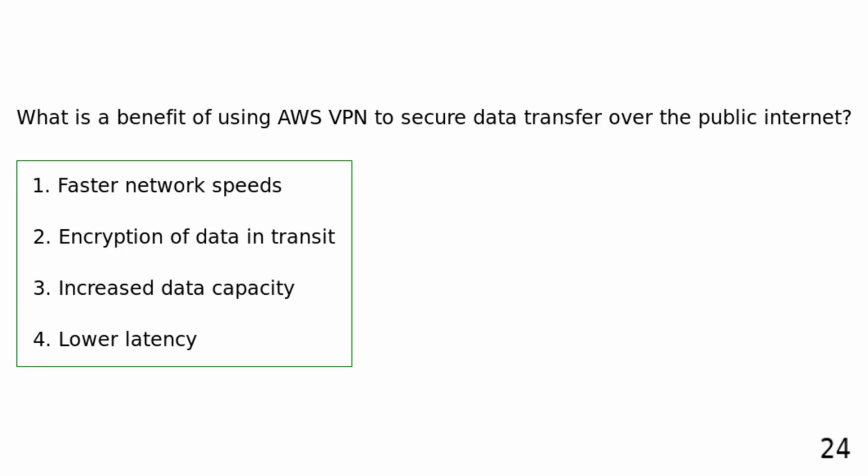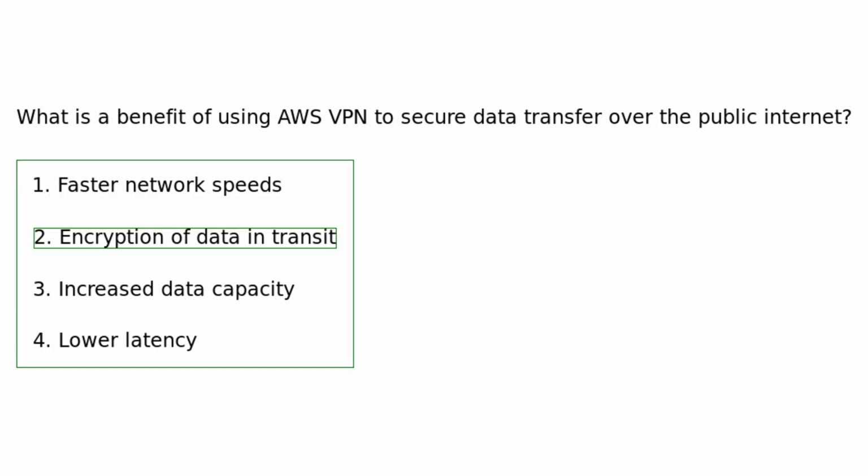What is a benefit of using AWS VPN to secure data transfer over the public internet? Faster network speeds. Encryption of data in transit. Increased data capacity. Lower latency. AWS VPN provides encryption of data in transit over the public internet, ensuring that data transfer between on-premises networks and AWS is secure and protected from potential threats.